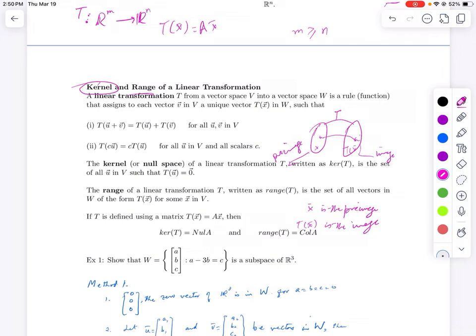If T is defined using a matrix, like T of x is equal to Ax, then the kernel of T will be equal to Null A, and the range of T will be the column space of A. Okay, I will stop here. We will do the examples in the next video.